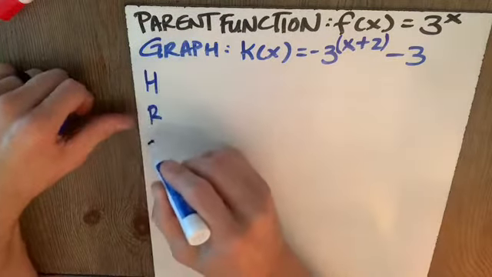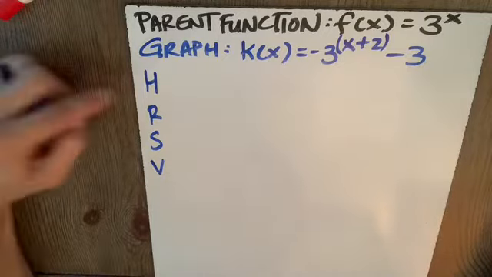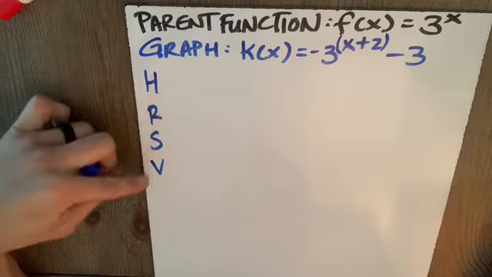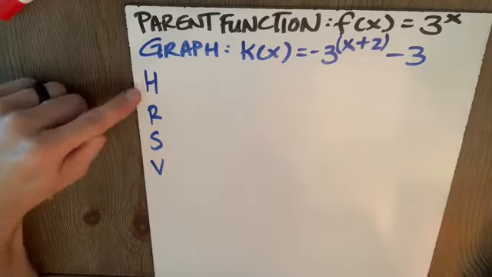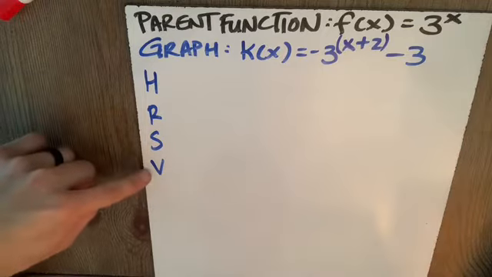All right, so this is easy for me. Home run, Svetlana victory. Just because of my high school experience with my exchange student girlfriend in my baseball career, it's easy for me to remember home run, Svetlana victory. Horizontal shift, reflections, stretches or shrinks, and then vertical shifts.